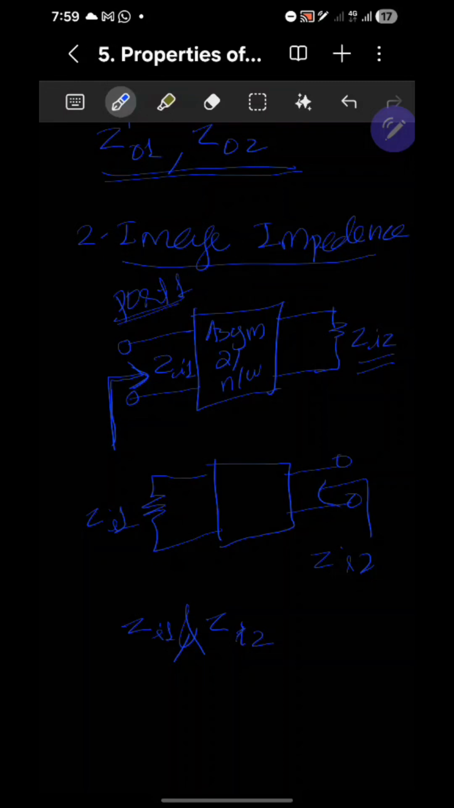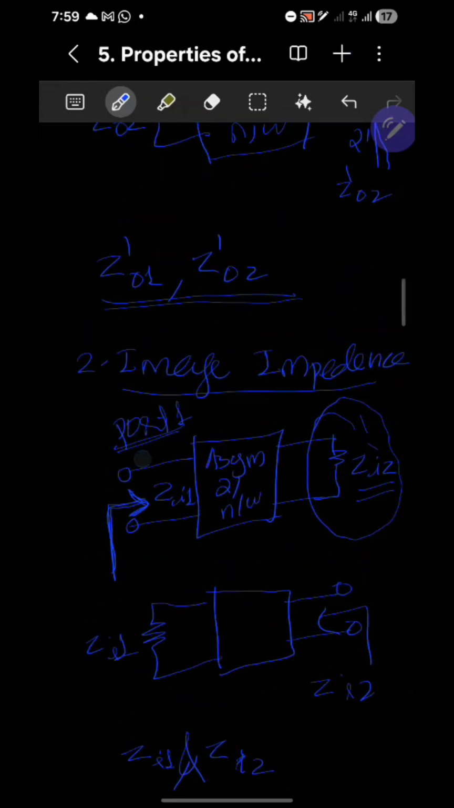I'll repeat again, the image impedance of port 1 is defined as the impedance seen from port 1 if we terminate the output of the network by the image impedance of the output port, or port 2. Here in our discussion we are using port 2 as the output port. I think it's clear. Similarly, the image impedance of port 2, Zi2, is defined as the impedance seen from port 2 when port 1 is connected with the image impedance of port 1.